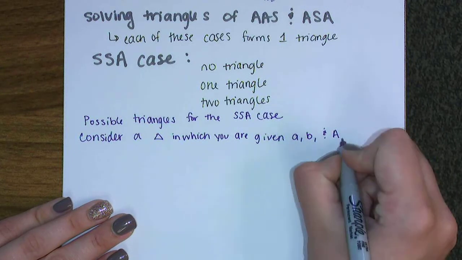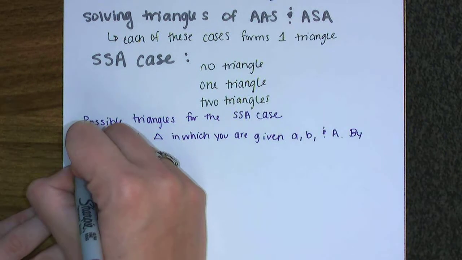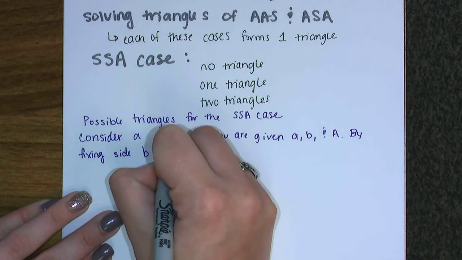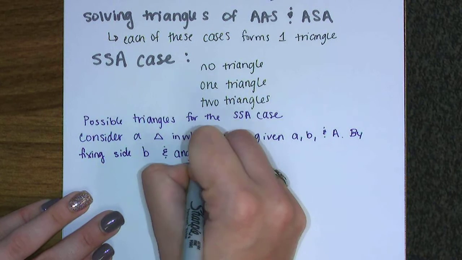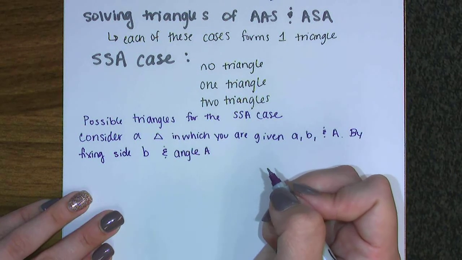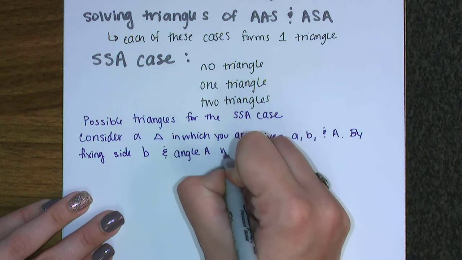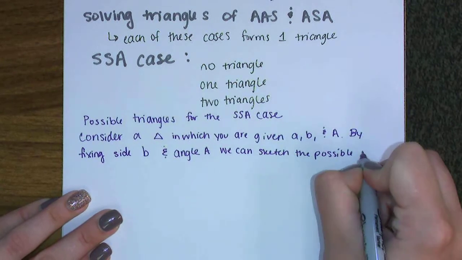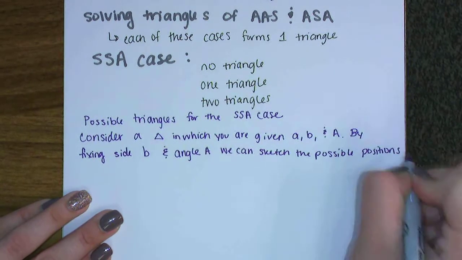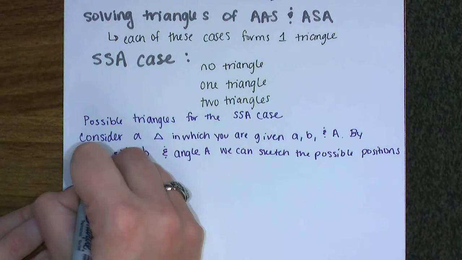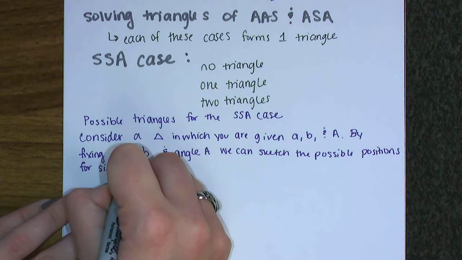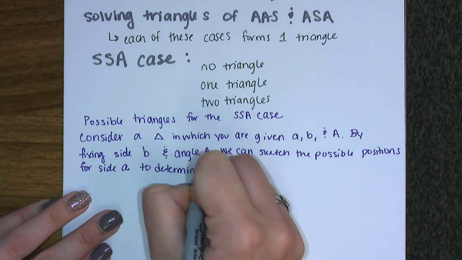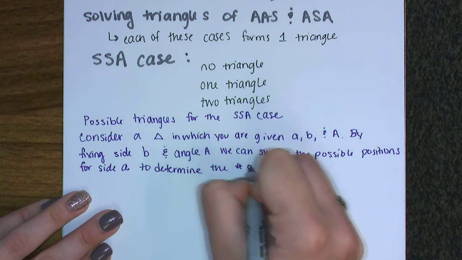By fixing side B and angle A, so it means when you draw your triangle, those things are staying where they are, you're not going to move them. We can sketch the possible positions for side A to determine the number of triangles that will be formed.